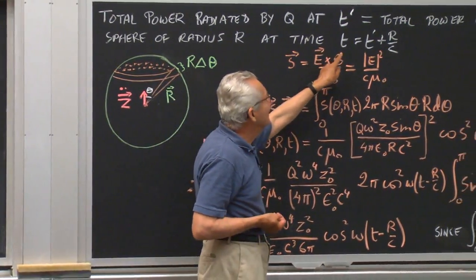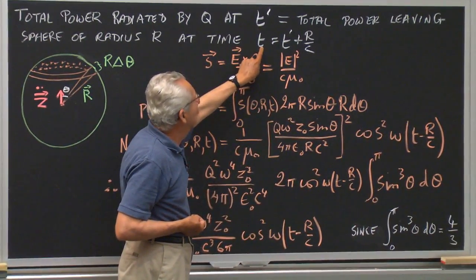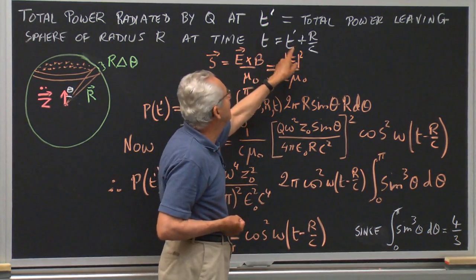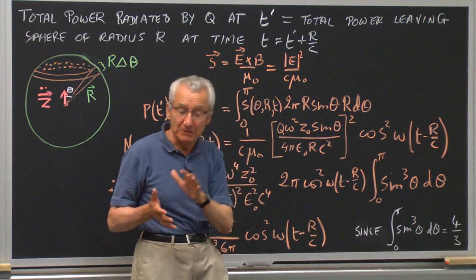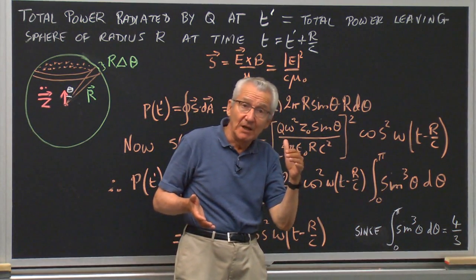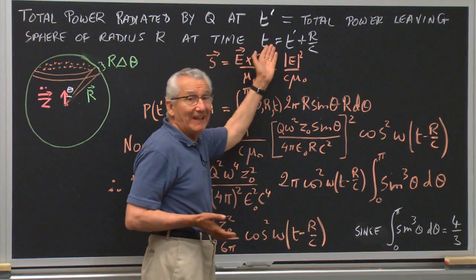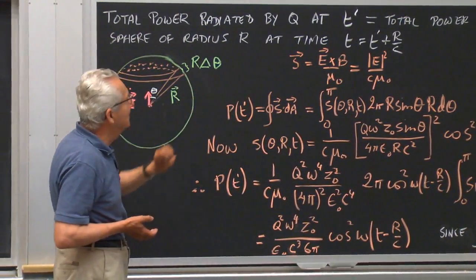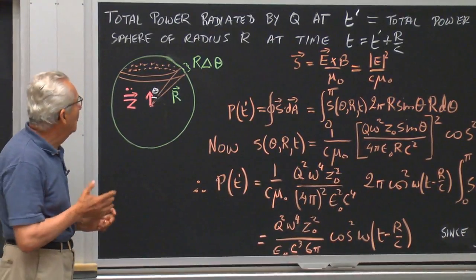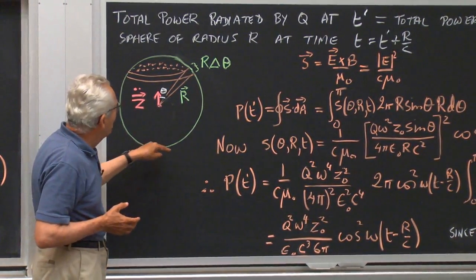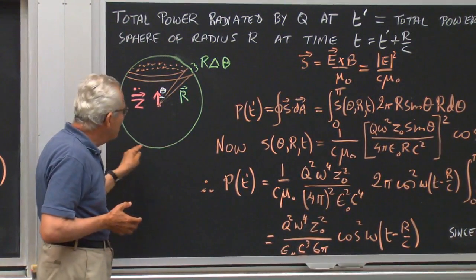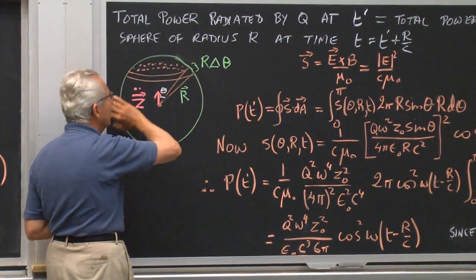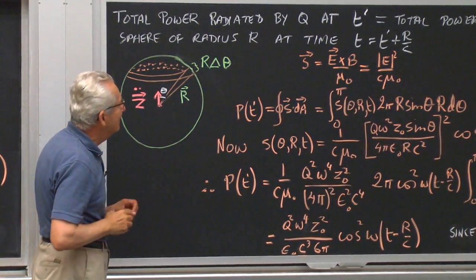So if I calculate the energy crossing a sphere at a time t, where t is this t prime plus r over c now, because at a later time, that will be the total energy per second radiated by this charge at the time t prime. So I will now calculate the energy per second which is crossing the surface of this sphere, okay, at the time t.